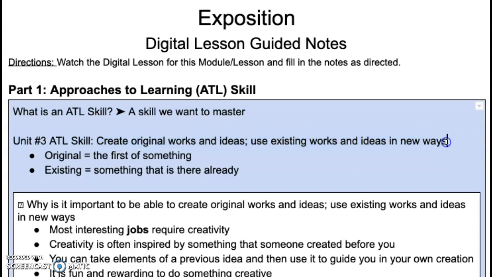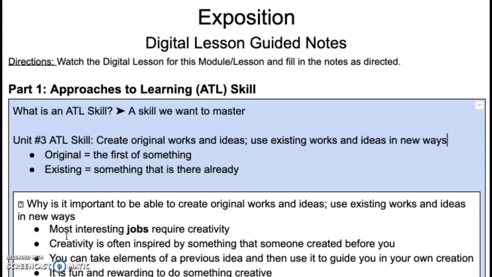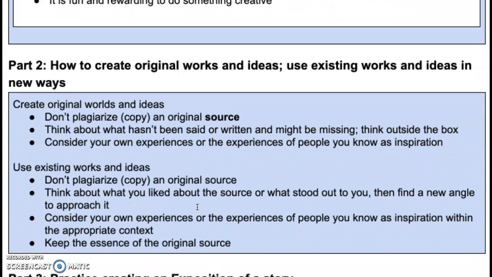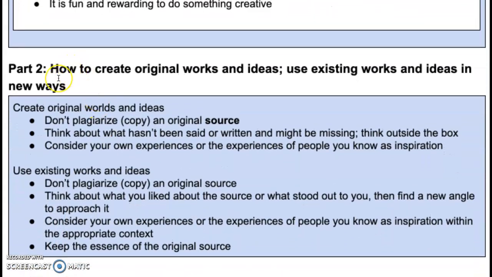So you might remember from the last lesson that there's a lot of reasons why this is an important skill to have, and one of them is that most interesting jobs require creativity. And there are different ways, rules and guidelines that you should follow when you are trying to be creative. One of them for creating original works and ideas is don't plagiarize, which means to copy an original source. And in future lessons, you will be reviewing some of the other steps.